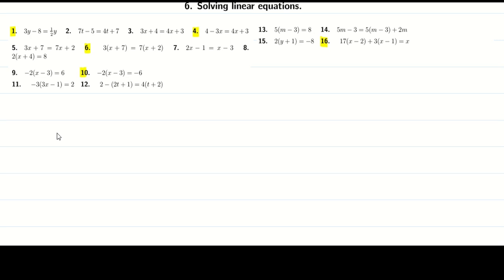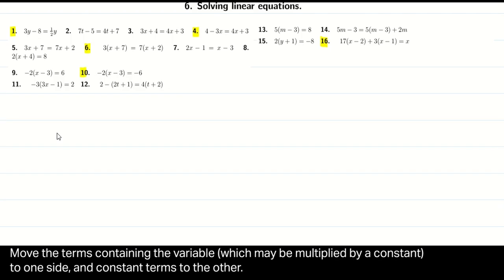Okay, in this section, we want to solve linear equations. In order to do so, we have to move the constant to one side of the equation, and we also have to move the variables to the other side of the equation. But you should know, when you actually move a constant or a variable to the other side of the equation, its sign changes. Let's look at question number 1.